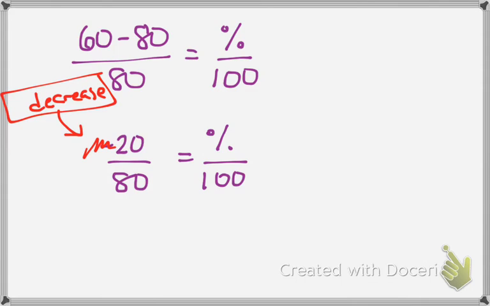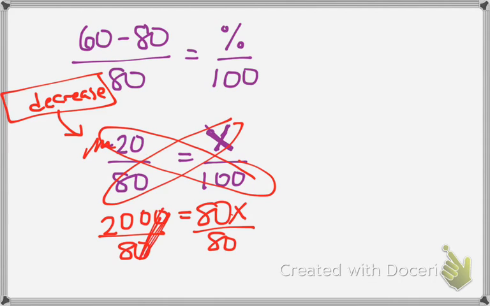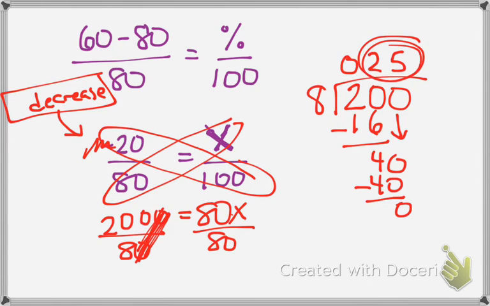When you have a fraction equal to a fraction, you can cross multiply. So we have 20 times 100, which is 2,000, and then 80 times x, which is 80x. Now we're solving for x. Since they're multiplying, we're going to divide by 80, which is the same thing as saying 200 divided by 8. Let me do that one over here. 8 goes into 20 two times, goes into 40 five times. Okay, cool. So that's our answer.